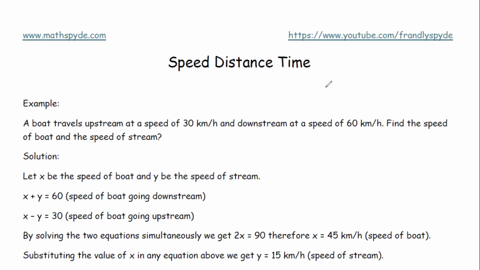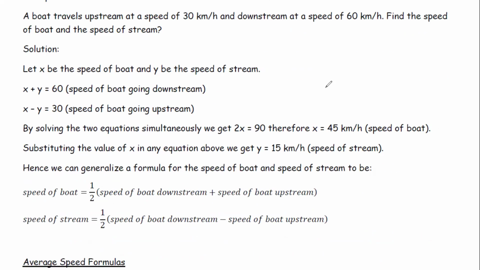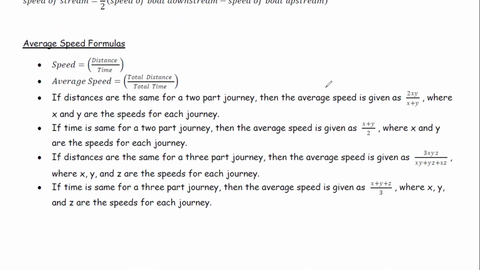Hi, we're doing speed, distance, time, and it's broken up into two sections. One is average speed, and one is upstream, downstream. What you see is an example out here. This worksheet has the review with an example for upstream, downstream, and the average speed formulas. So we're going to discuss this entire thing.